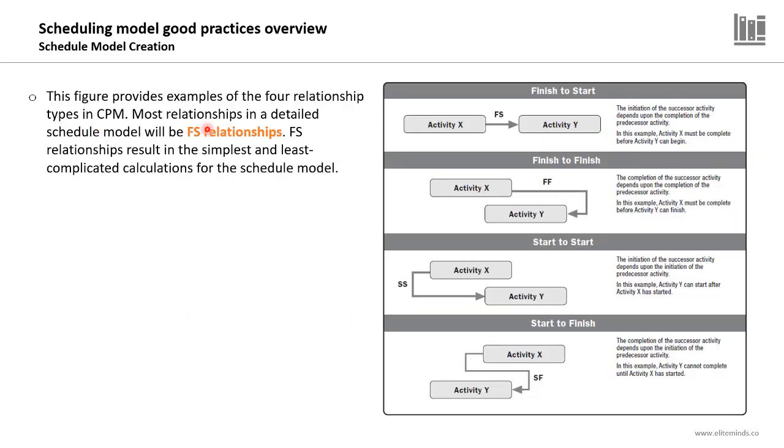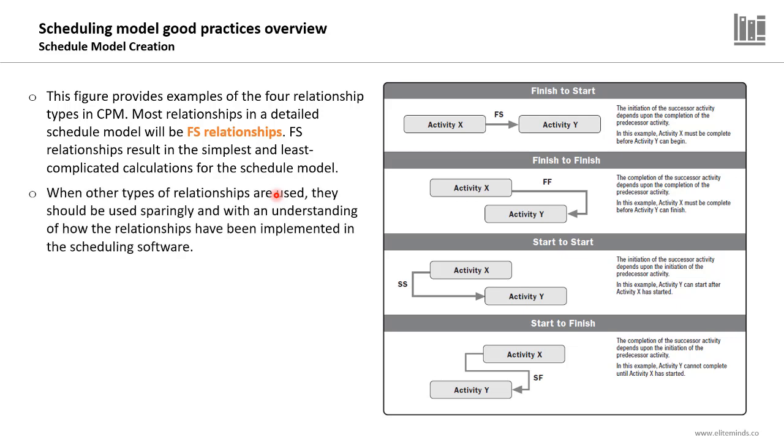So this figure provides examples of the 4 logical relationships in a critical path method approach, either a finish to start, a finish to finish, a start to start, or a start to finish. This is the most commonly used one, and this is rarely found, the start to finish. So most relationships in a detailed schedule model will be a finish to start relationship. Finish to start relationships result in the simplest and least complicated calculations for the project schedule model.